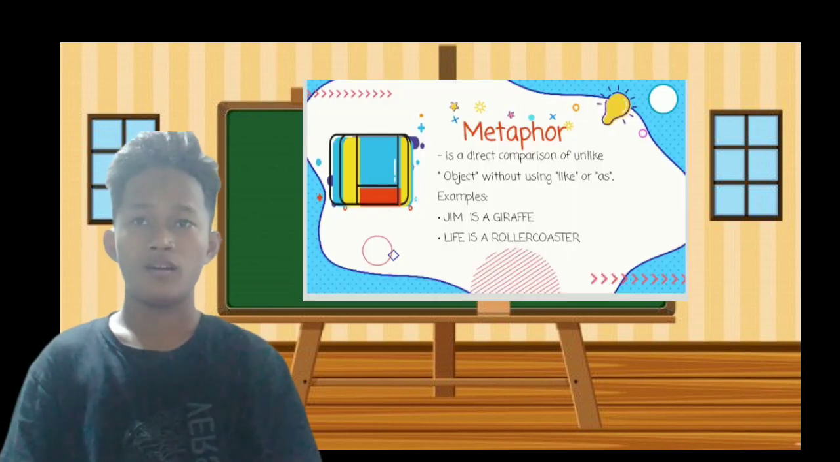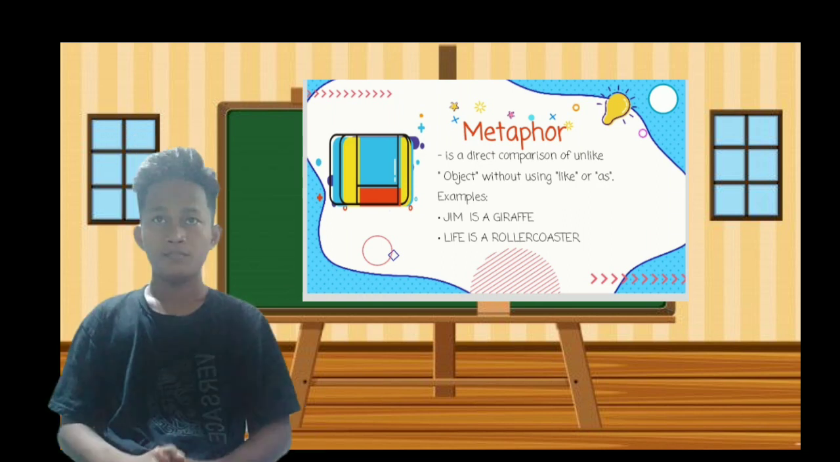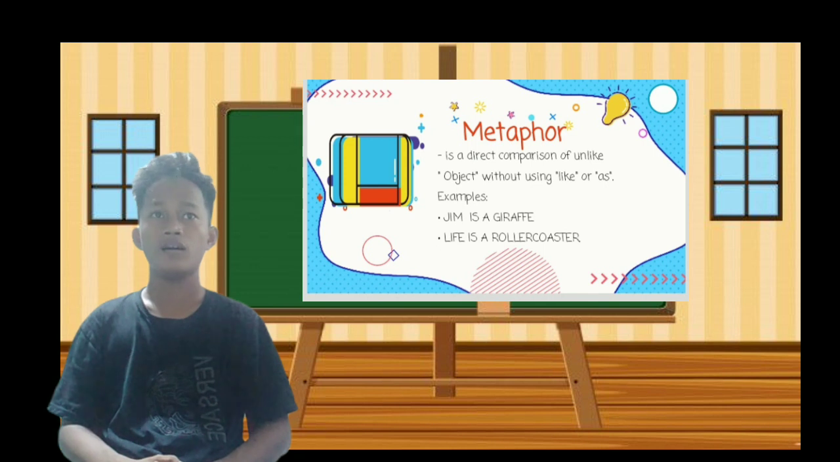Next is metaphor. Metaphor is a direct comparison of unlike objects without using like or as. For example, Jim is a giraffe. So this doesn't literally mean that Jim is a giraffe. Instead, this metaphor compares Jim with the giraffe. Although there are two different things, they are being compared due to their characteristic, which is their height. So essentially, I'm saying that Jim is very tall.